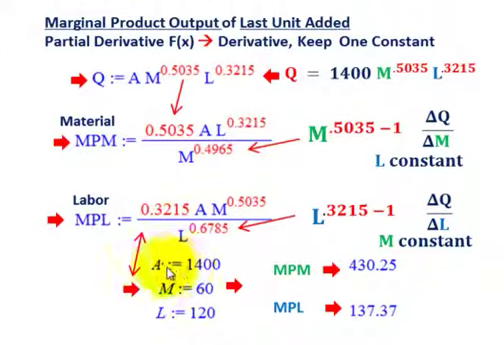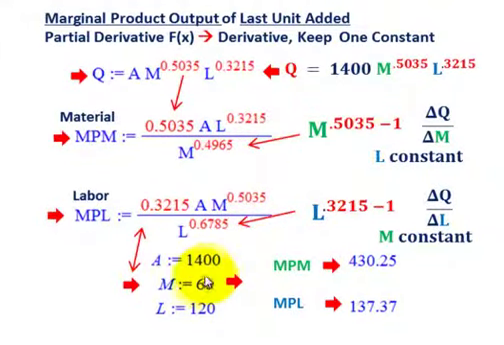So if we look here at the case where A was $1,400, and M I just put in at $60, and L at $120, based on our equations, the marginal product of material is 430.25. So based on adding 1 unit, at exactly 60 units of material, based on our revenue of $1,400 and the differentiation we've done for marginal product of material, we're going to get $430.25 on a per unit basis.